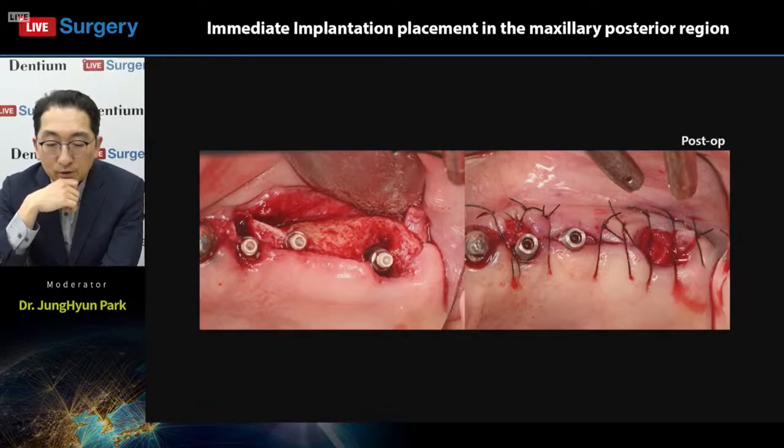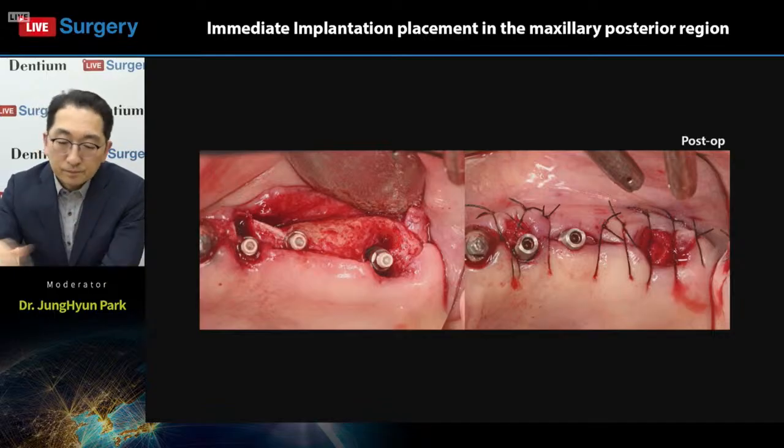Immediately after surgery, scanning was performed on 24 and 25 to fabricate immediate provisional teeth. For the 27 site, after bone grafting in the extraction socket, the Bright Implant was placed and the extraction socket was covered using a collagen graft, because of insufficient insertion torque, as I mentioned earlier.